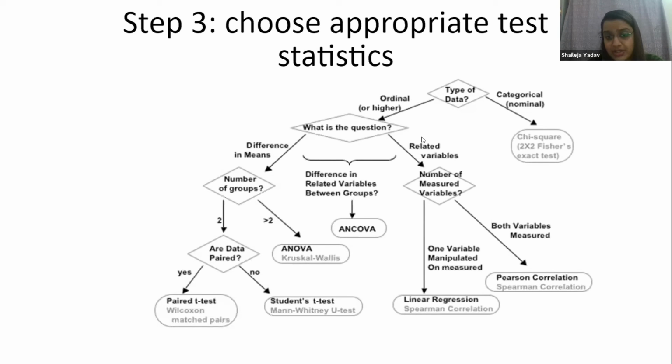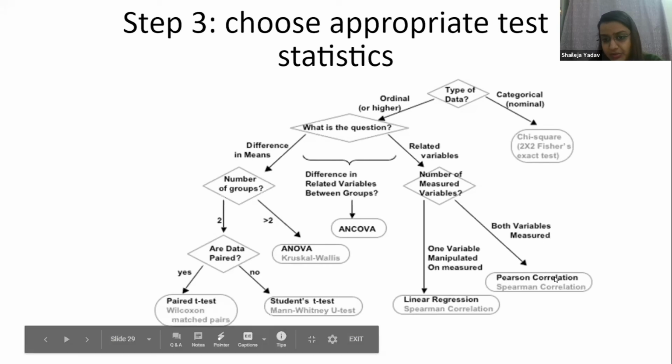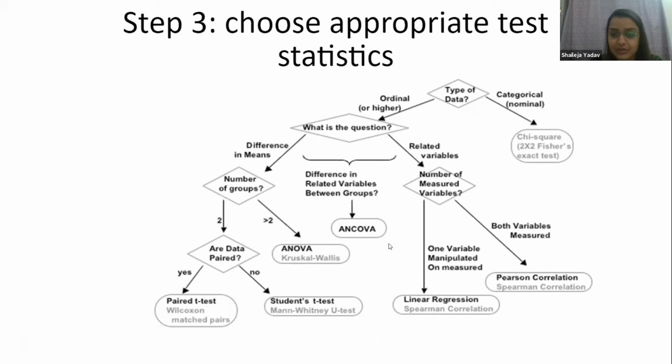Now, if the research question is about finding out the relation of variables, the related variables, then you will be seeing the number of measured variables. If both variables are measured, then you will be going for Pearson correlation. If one variable is manipulated and one is measured, then you will be going for linear regression. And if there is a difference in related variables between groups, then also we will be going for ANCOVA.